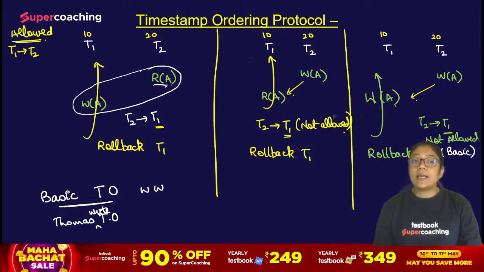And what does the Thomas Write timestamp ordering protocol say? If this is the scenario, then in this case ignore T1. We won't roll back the transaction T1. Simply we will ignore this transaction T1. This is according to the Thomas Write timestamp ordering protocol.